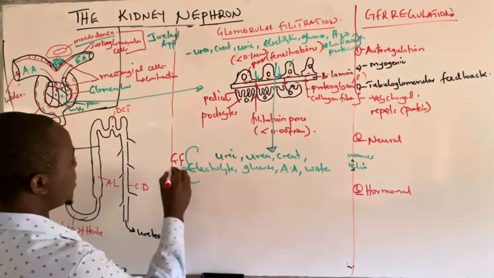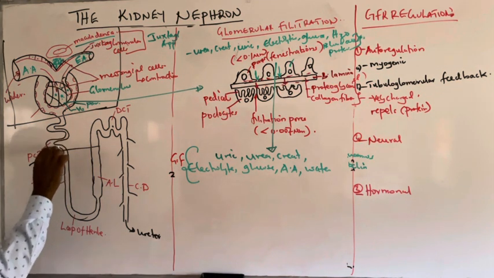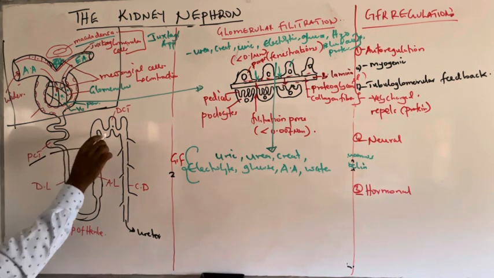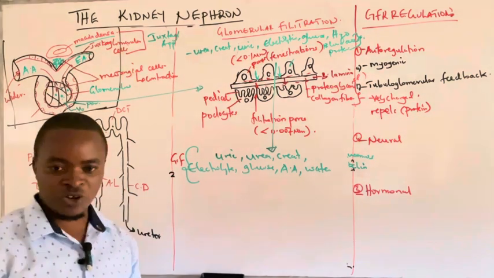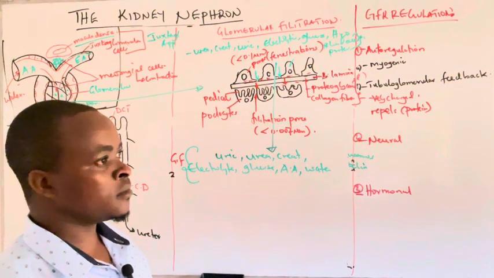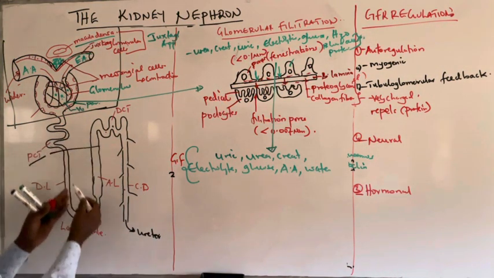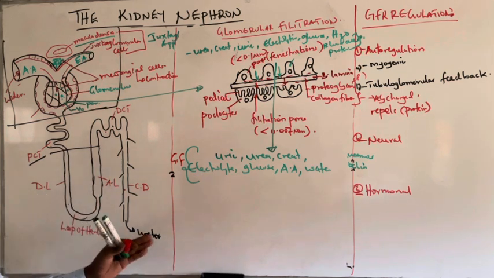So after forming the glomerular filtrate, it is this glomerular filtrate that moves via the proximal convoluted tubule into the loop of Henle, into the DCT, and whenever it reaches the collecting duct, it is now called urine. And we shall see how they are selectively reabsorbed as they are passing through the renal tubules in the next video. Because in this video, we are concentrating on the renal corpuscle.